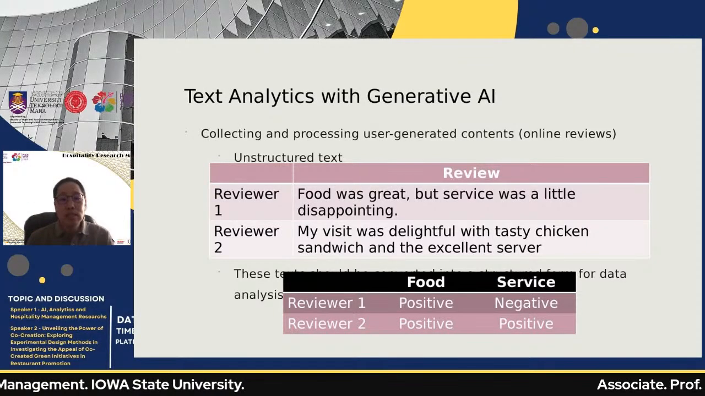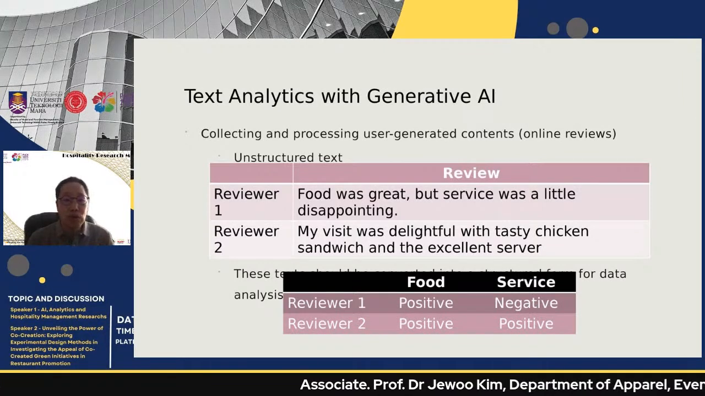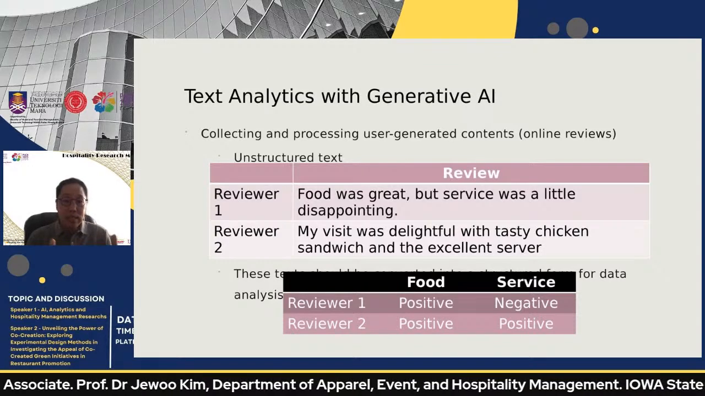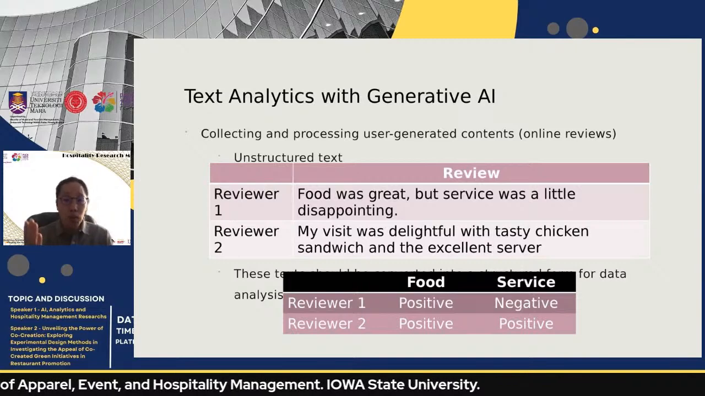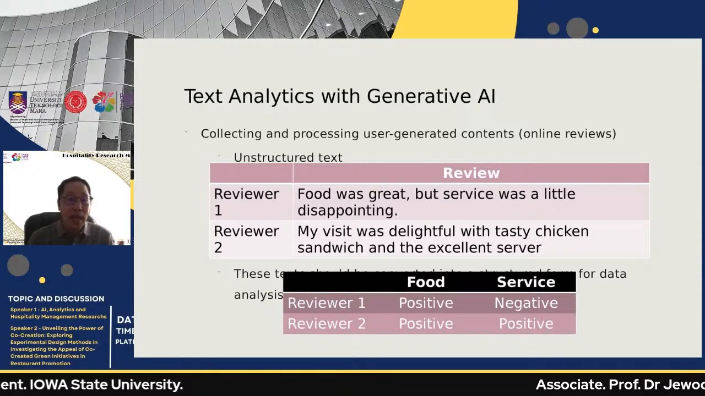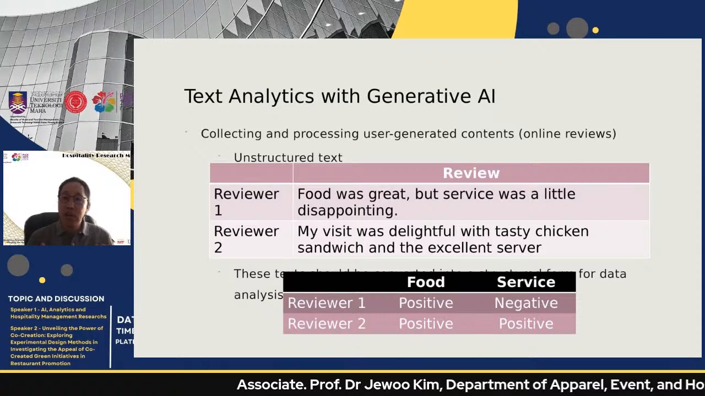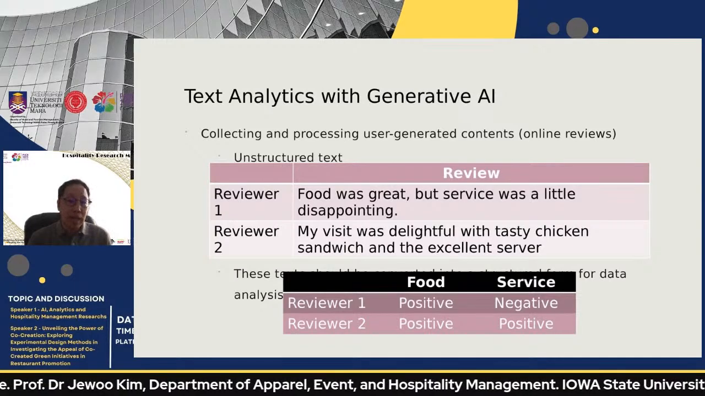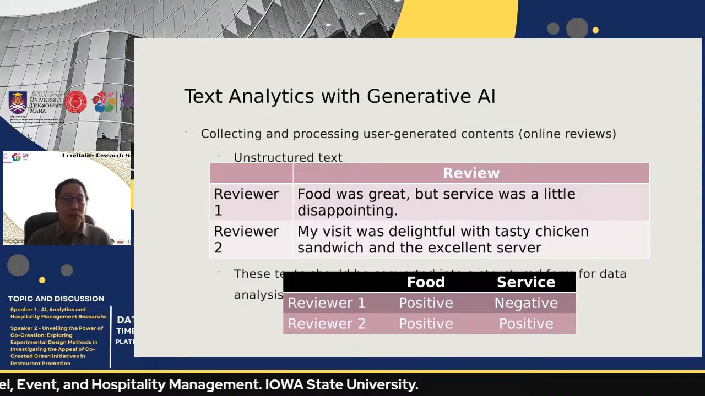Then let's look at one example in our slide. There are two reviews on some restaurants, and their opinions are in text format. This text format we cannot analyze directly. Like this, unstructured data are very difficult for us to analyze. Unstructured data typically include text, audio recordings, images, and videos.